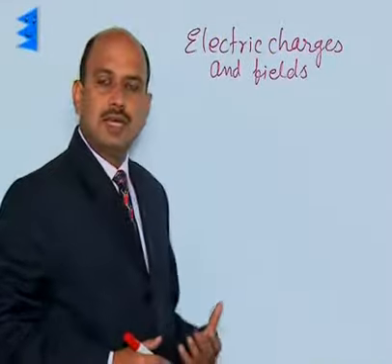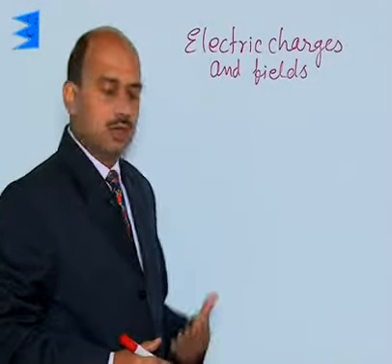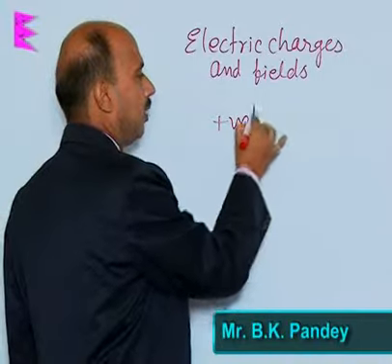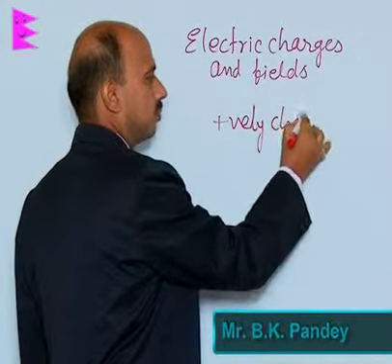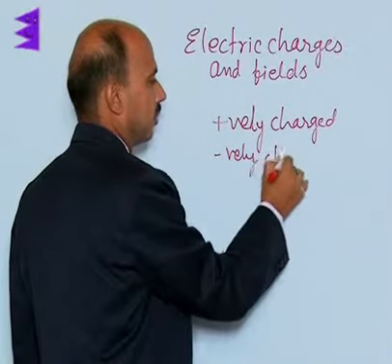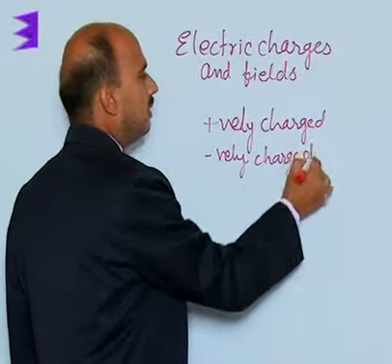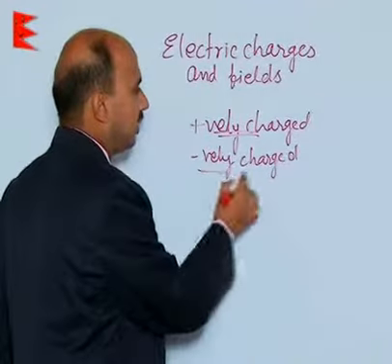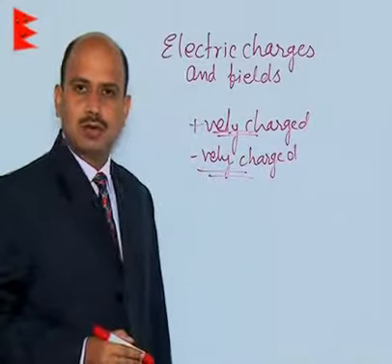So now we have seen charging of the body by friction. We have seen one body gets positively charged and another body gets negatively charged. So the positively charged body has a deficiency of electrons, and the negatively charged body has an excess of electrons.